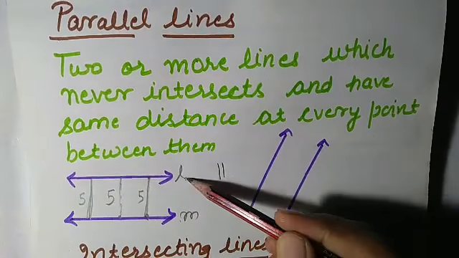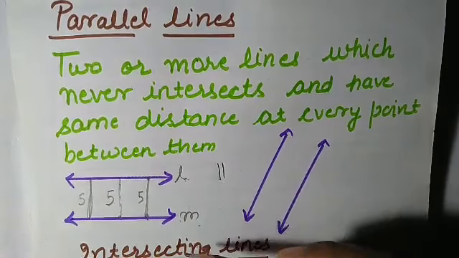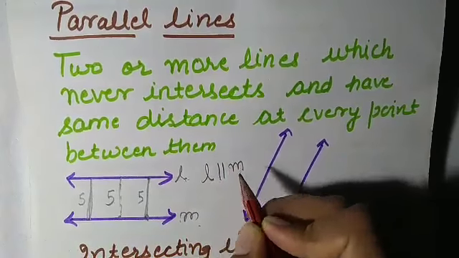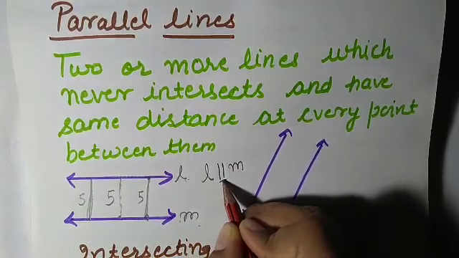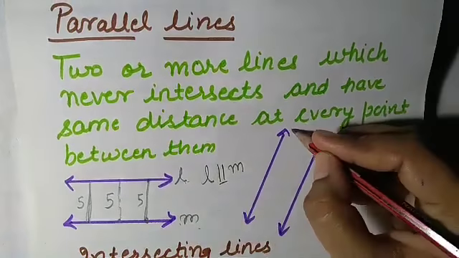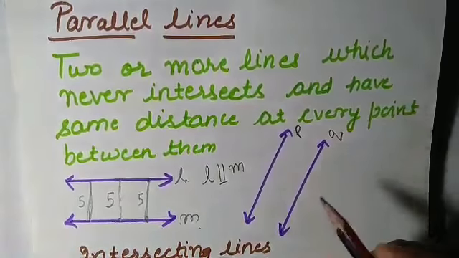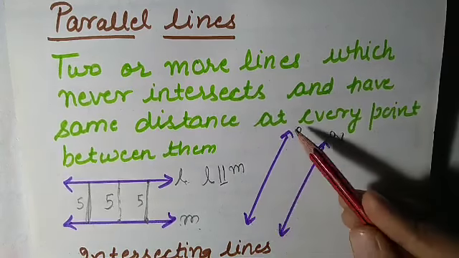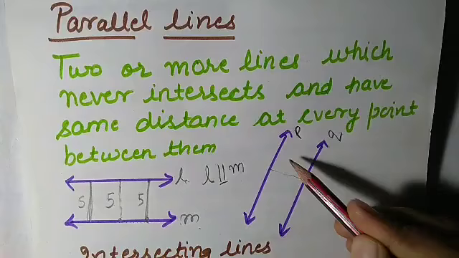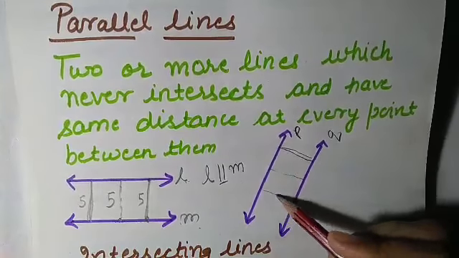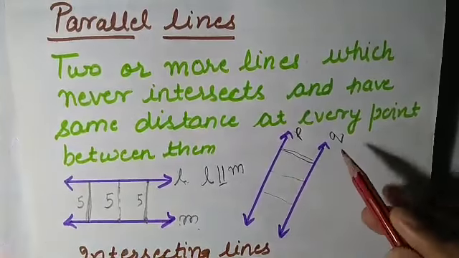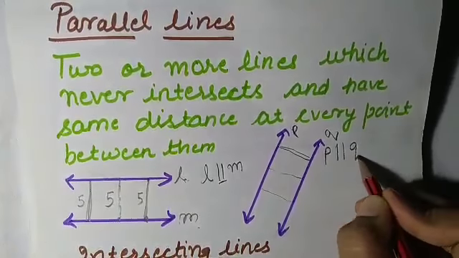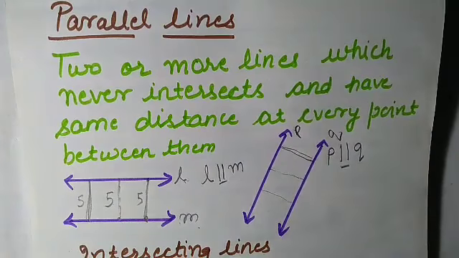If I am saying line L is parallel to M, how will you write it? I will write like this: L is parallel to M. This is the symbol of parallel. Okay, suppose this is P and Q. Here also I am observing these are two lines which never intersect, which never meet, and the perpendicular distance between them remains the same at every point. So we can say P is parallel to Q. This is the sign of parallel.